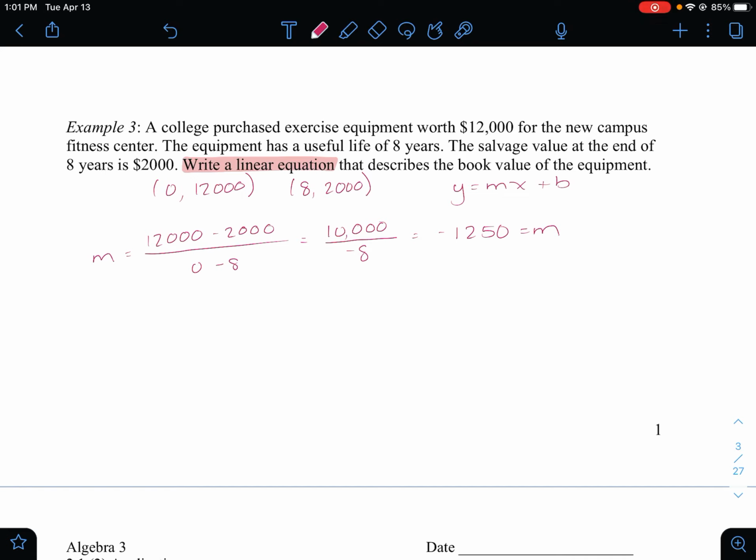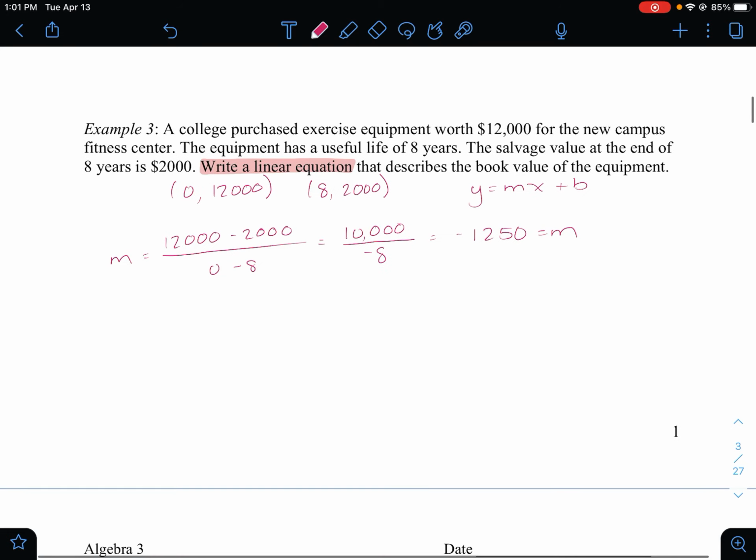All right, we already know our y-intercept because remember the y-intercept is where the graph crosses the y-axis, and that means our x value is 0. So this right here is our y-intercept. So we don't even have to do that work. So my linear equation is going to be y equals negative 1,250x plus 12,000.